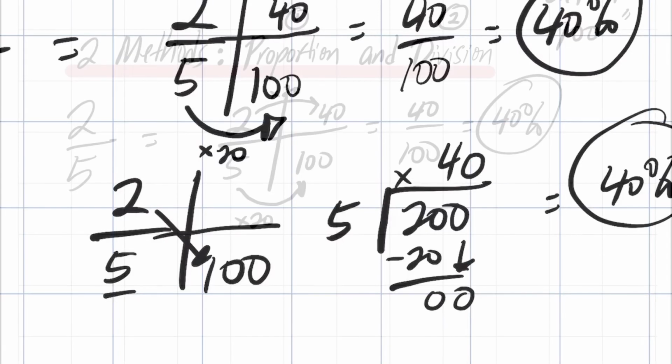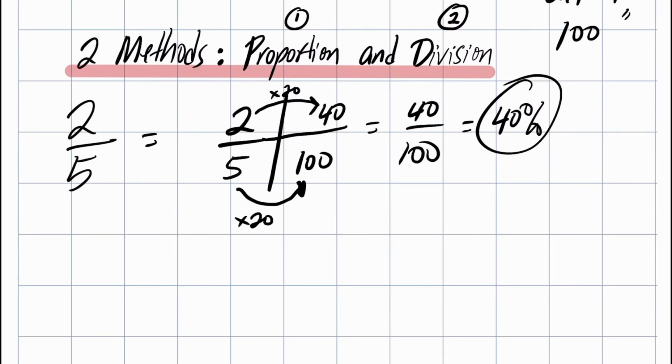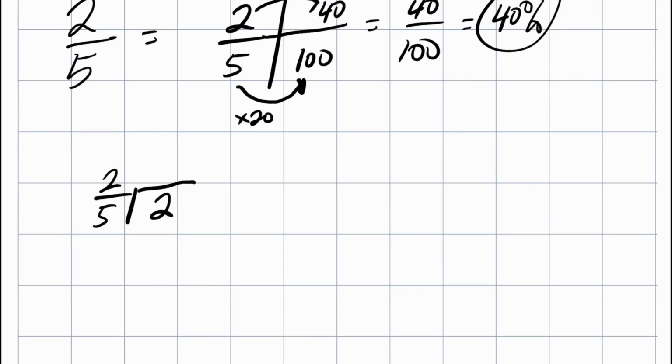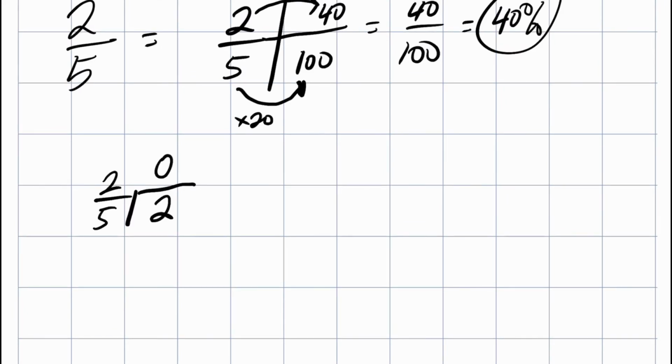Now let's try to write 2/5 as a percent using method number 2, which is division. So from here, that's 2/5. As we all know, the numerator goes first. The numerator goes inside. So if you divide, 5 goes into 2 0 times, so you have to borrow a decimal and 0, and then a decimal on top.